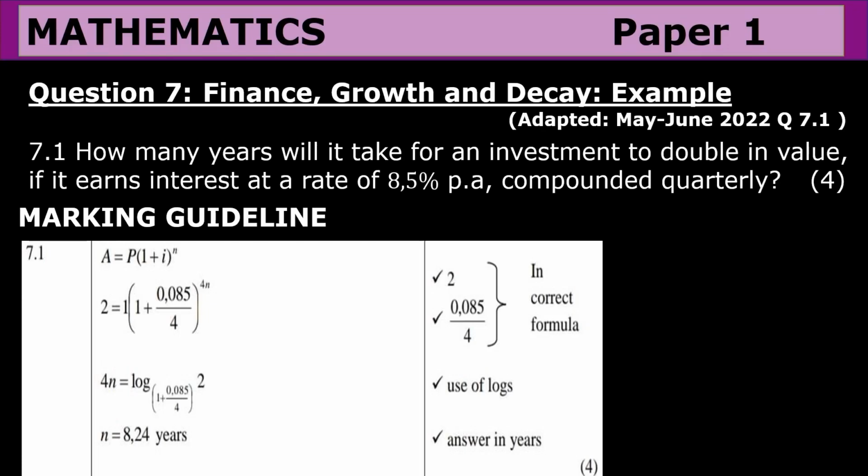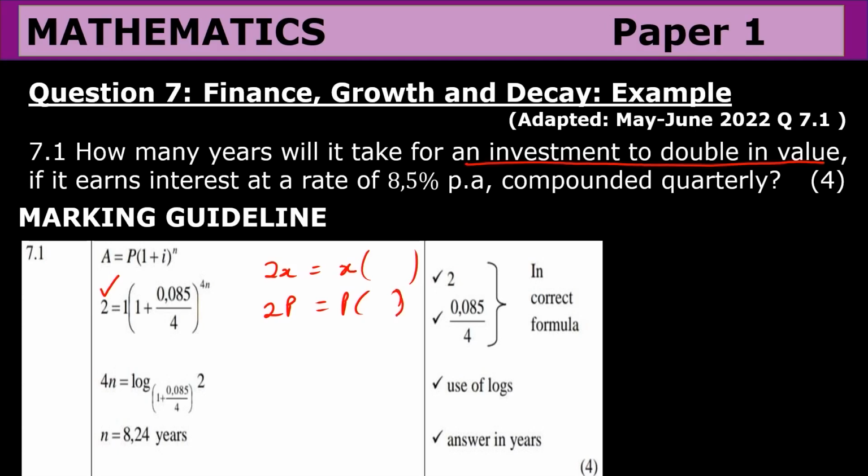So here we have question 7, and it says there, how many years will it take for an investment to double in value if it earns interest at a rate of 8.5% per annum compounded quarterly? Now, here it is very important that you use the correct formula, otherwise you will not get those marks. Now, in this case, we are going to get 1 mark for the 2. Why are we getting a mark for the 2? Because we were told that this investment doubled in value. So if you had used x and 2x, you still would have gotten the mark, or you could have used the P and the 2P.